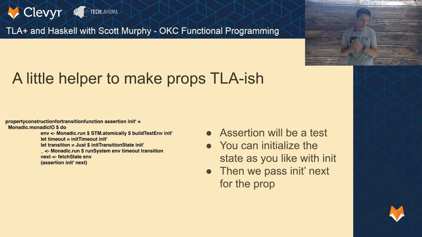So I have an assertion, and then I have an initial state. That's what assertion and init is. And then I have a very long name, property construction for transition function. Normally we don't write functions like that. I think I just formatted it badly.